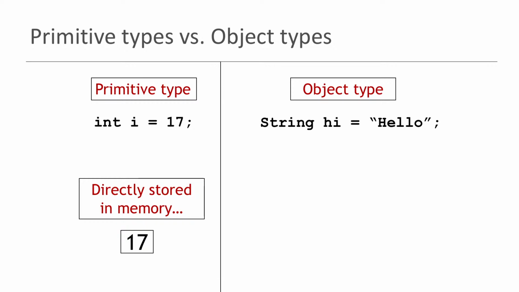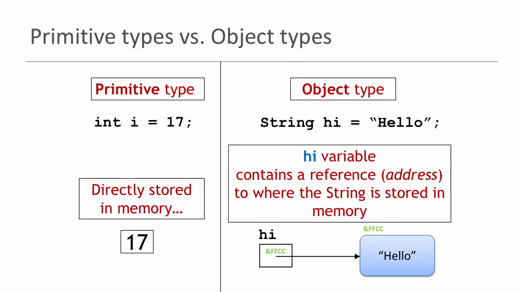With an object type, for example, hi is the variable, string is the object data type, and we're assigning the string hello in double quotes. We don't actually store the value hello in the variable hi. What we do is we store the string hello somewhere in memory. And somewhere in memory has a memory address, and that's its reference. So in this case, to highlight it, I've said ampersand FFCC. So this is a reference to the memory address where hello is stored.